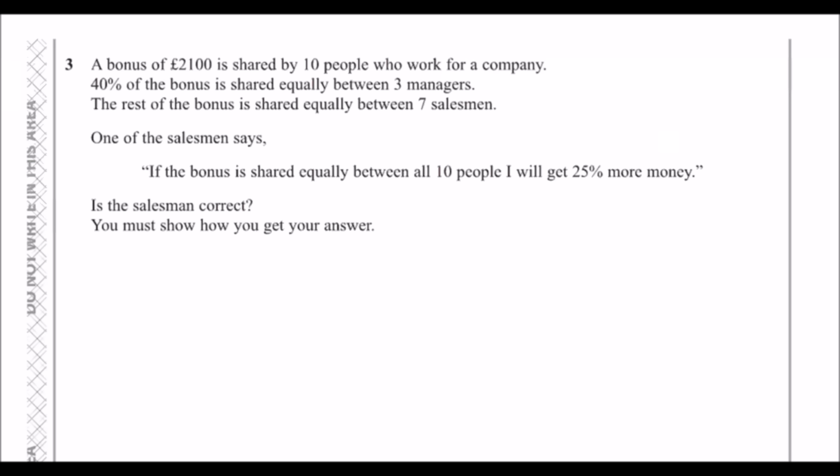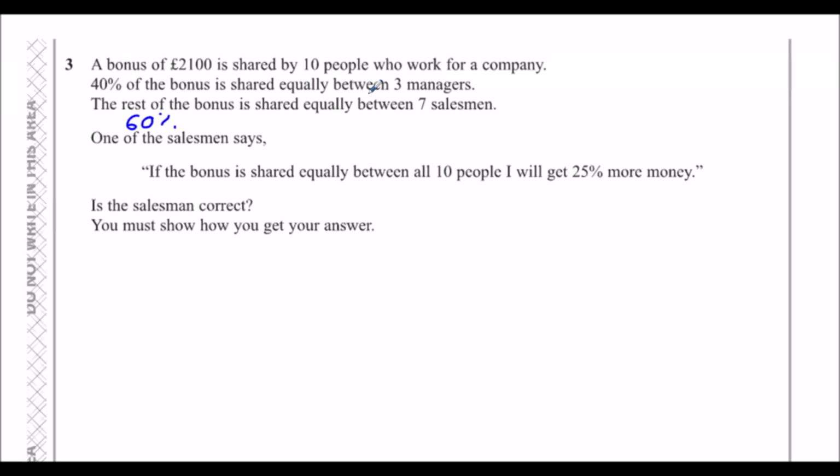Question 3. A bonus of £2,100 is shared by 10 people who work for a company. 40% of the bonus is shared equally between 3 managers, and the rest of the bonus is shared equally between 7 salesmen. So they get 60%. One of the salesmen says, if the bonus is shared equally between all 10 people, I will get 25% more money. Is the salesman correct? You must show how you get your answer.